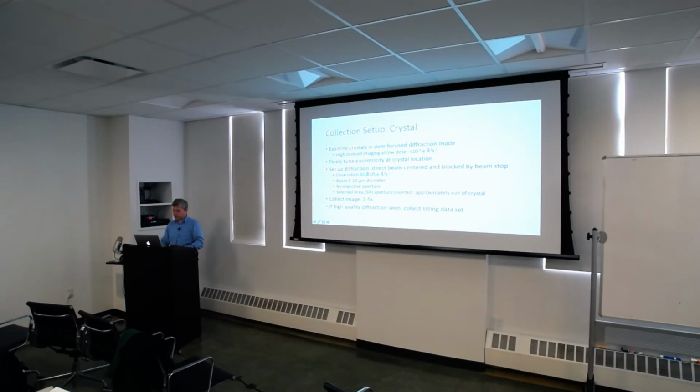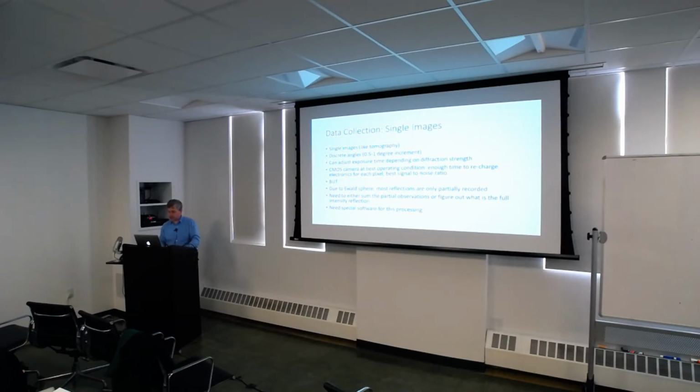You still want a pretty low dose rate, so 0.01 to 0.05 electrons per square angstrom per second. The beam is around 5 to 10 microns in diameter, so it's enough to cover the crystal, but that's about it. You have a selected area aperture inserted, which is approximately the size of the crystal, so you're not getting too much extra stuff. It's a circular aperture, of course, so you're never going to match the shape of the crystal, just the approximate size. Then collect an image for a few seconds. If you see high quality diffraction, then you go and collect a tilted data set. If you don't, then you just go on to the next crystal, of course. So it's a very manual approach.